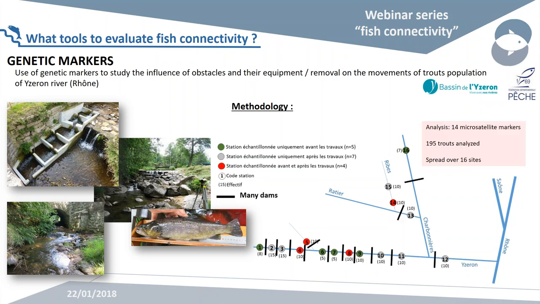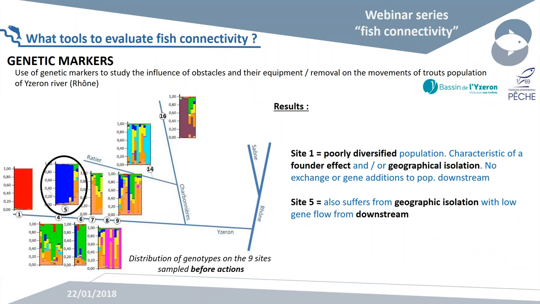So we have 16 sites, and we analyzed almost 200 trouts, still with 14 microsatellite markers. The result is the same as you've seen before. This is the distribution of genotypes on the 9 sites sampled before action. We identify, for example, site 1 and site 5 with a clearly poorly diversified population. So it suffers from geographical isolation.